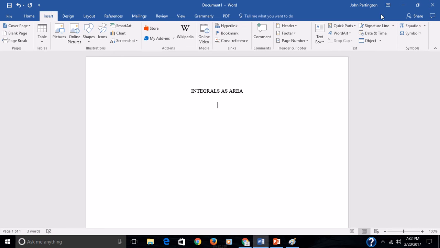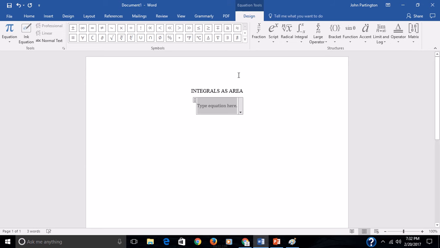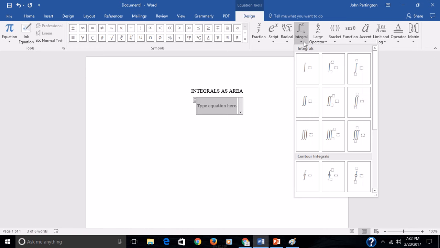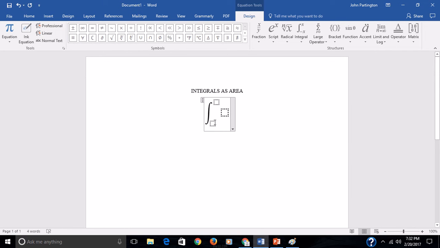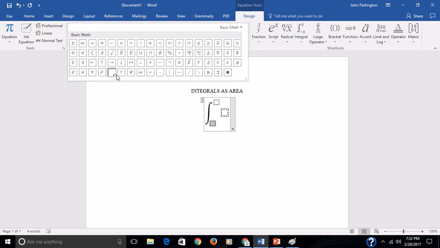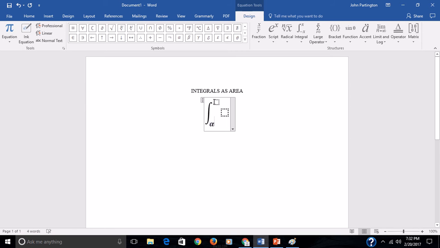Now, generally, integrals will be notated, because this is how they're used, by alpha, beta, f of x, dx. Now what does this mean? This means that this is going to be the interval on which we're looking for the integral.